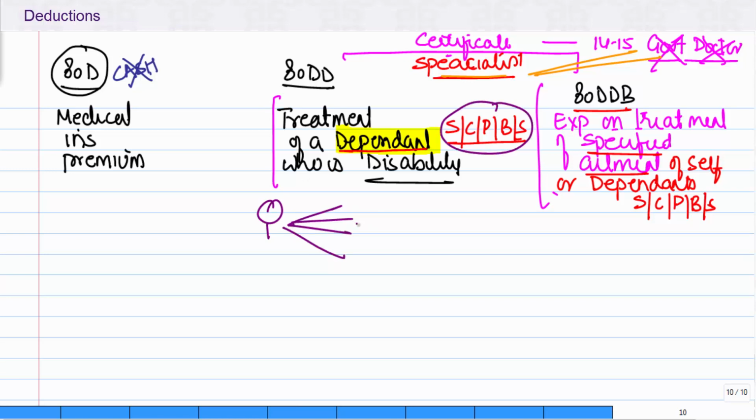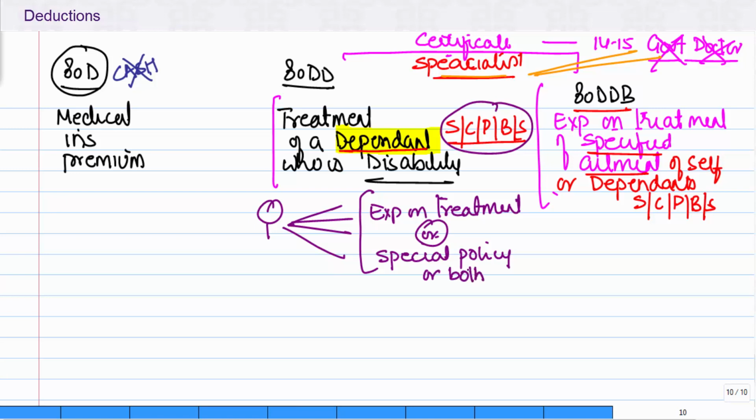these people who are dependent on him, and he is incurring expenditure on treatment, or there is a special policy for disabled people, wherein if you take a policy which is covered by 80DD, tomorrow if I die, then the disabled person will be maintained by that policy. So whatever expenditure on treatment or this or both or anyone, doesn't matter. 80DD does not look at the actual amount. It just says if the disability is certified.